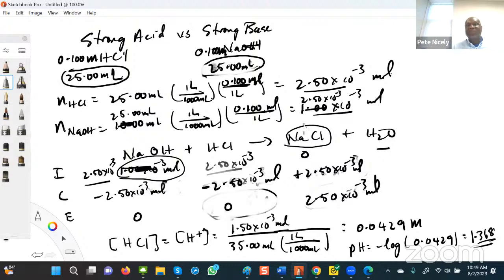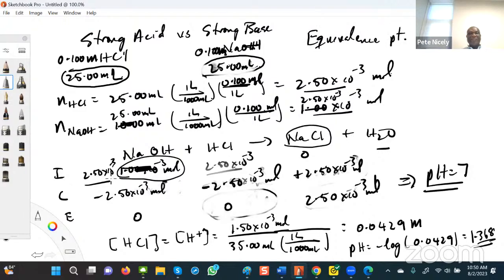As we said before, the sodium chloride has no effect on the pH because it's a product of a strong acid and a strong base. So you don't even need to do any further calculation. You can come to the conclusion that the pH is going to be equal to 7. It's going to be a neutral solution because at this point there's no base, no acid, only sodium chloride. And this is what we call the equivalence point.